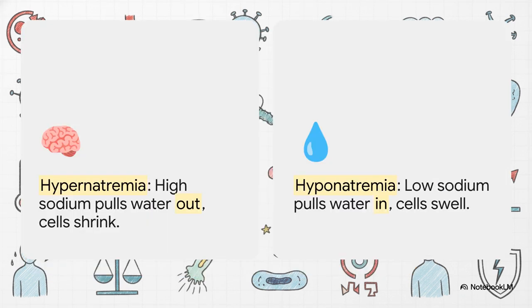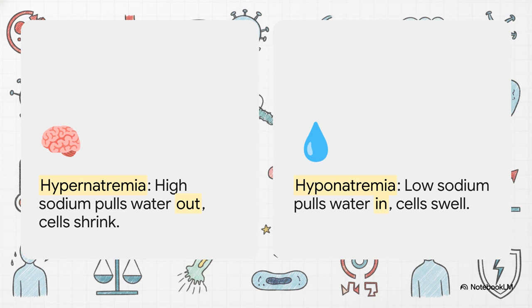And sodium is basically the primary dictator of all this fluid movement. Take hypernatremia, that means you have high sodium in the blood. Well, that excess sodium acts like a magnet, pulling water out of your cells and causing them to shrink. And let me tell you, your brain cells absolutely despise shrinking. That's why this causes severe confusion and lethargy.